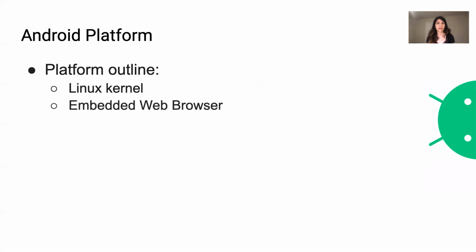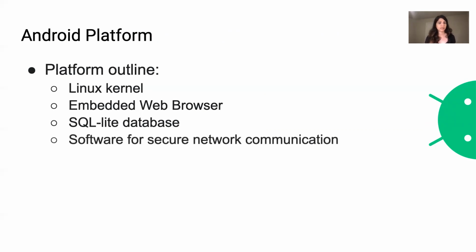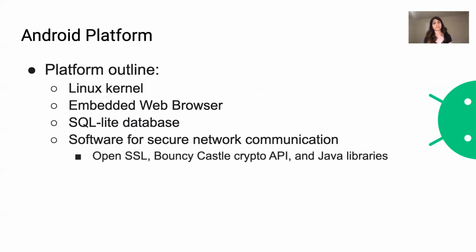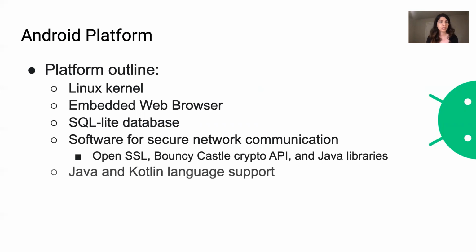And in terms of the platform internals, Android has a stripped down and more optimized version of the Linux kernel, and it has embedded web browsers called WebView to allow developers to display web pages in their applications. It provides SQLite databases. It provides software for secure network communication like OpenSSL, Bouncy Castle Crypto API, and the core Java libraries. And it has Java and now also Kotlin language support for app developers.